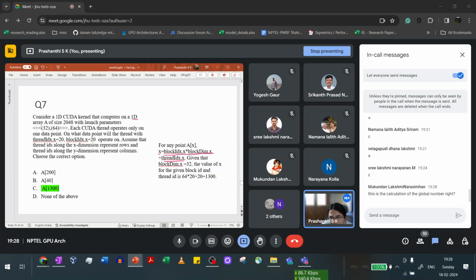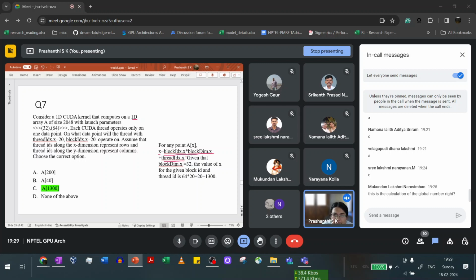So whatever you get as the global thread ID, you would simply say that this maps to that particular element, because you have a 1D array. You can think of it like this: if you have the block ID as 0 and the thread ID as a particular value, let's say 10, then that thread would be working on the 10th element.